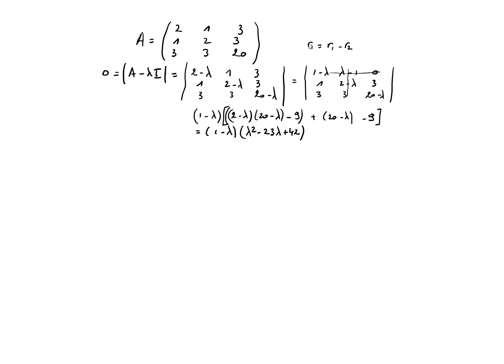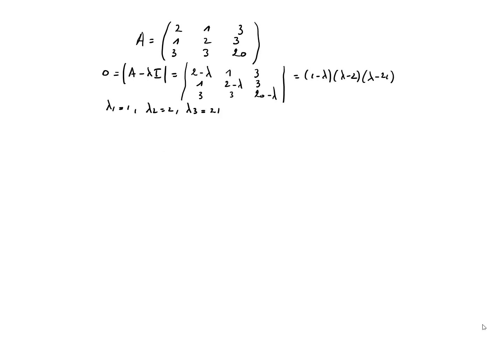Okay, but at least here we don't have a third order polynomial. We already have a factor over here, and this you can write as 1 minus lambda, lambda minus 2, and lambda minus 21. Okay, sum is 23 and product is 42. So we have lambda 1 is equal to 1, lambda 2 is equal to 2, and lambda 3 is equal to 21.